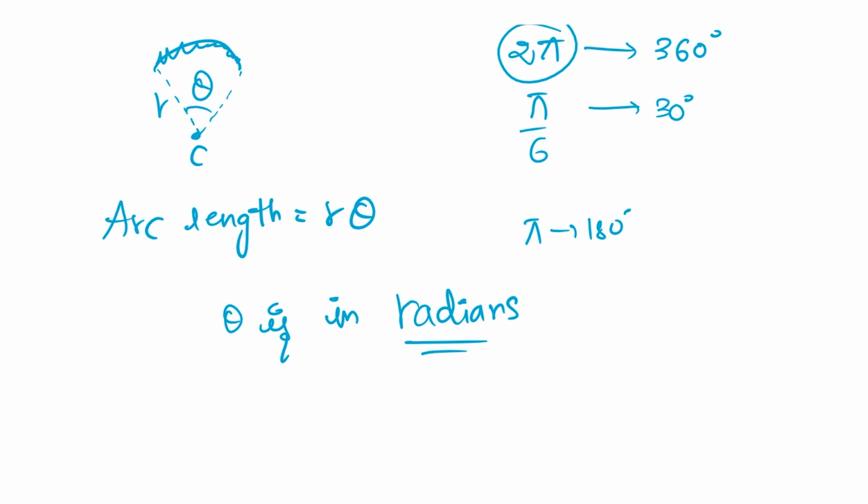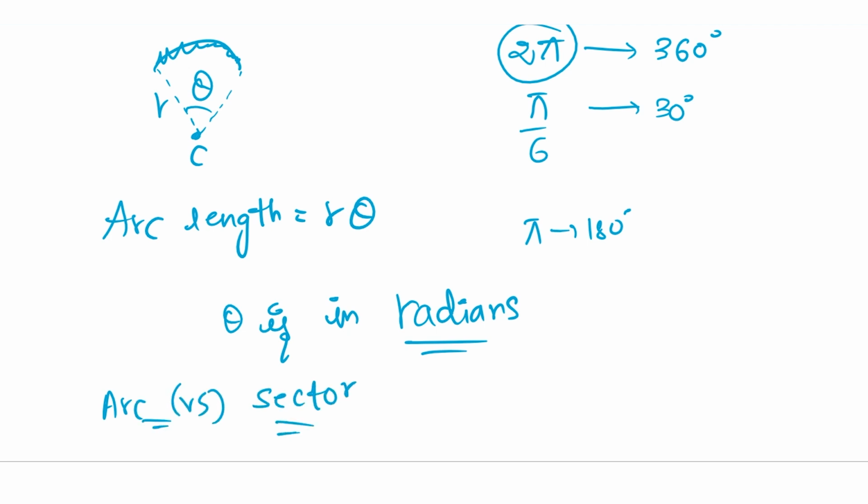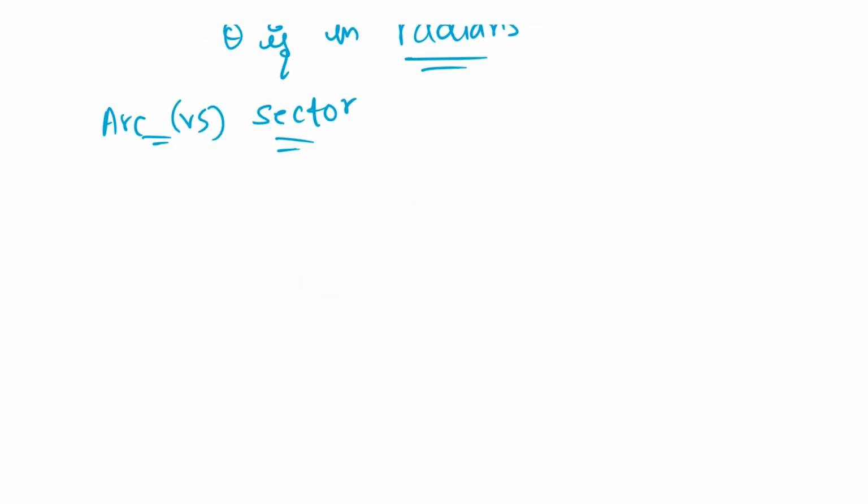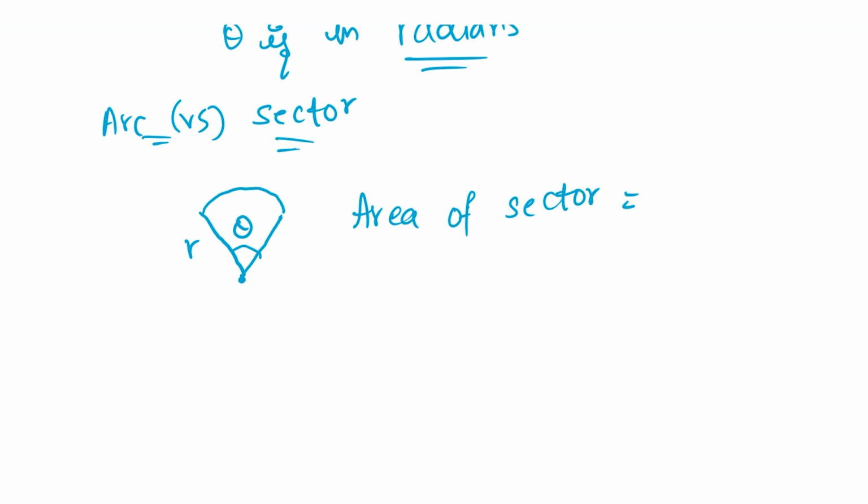What is the difference between an arc and a sector? A sector is like an arc only, but you join it with the center. So this is an arc, but if you join the endpoints to the center, you'll get the sector. Let's say the angle at the center is theta, and the radius is r. So it's like a pizza. Now, the area of the sector.